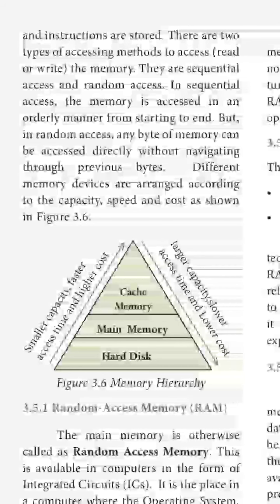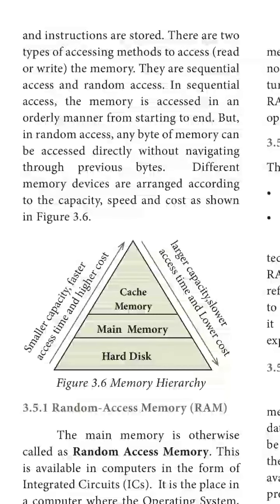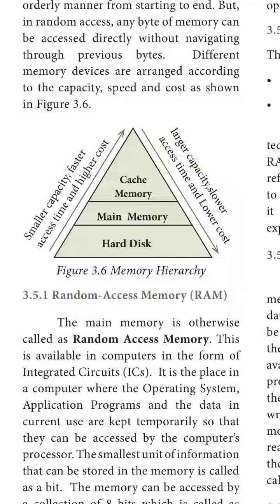Different memory devices are arranged according to their capacity, speed and cost as shown in figure 3.6. So here there is a diagram. It is a triangle. At the topmost of the triangle you can see the cache memory. Next to it is main memory, and next to it is hard disk. On the left hand side you can see an arrow facing upwards, saying smaller capacity, faster accessing time, and higher cost.